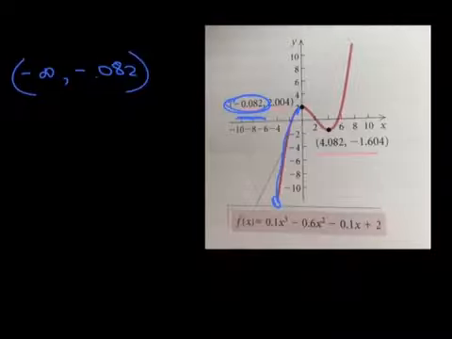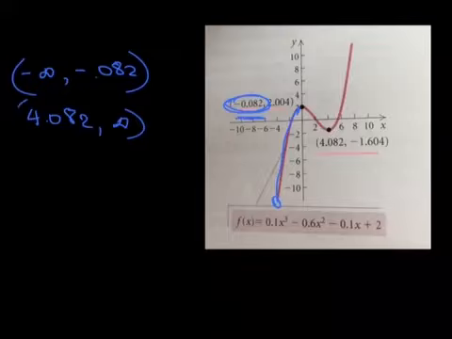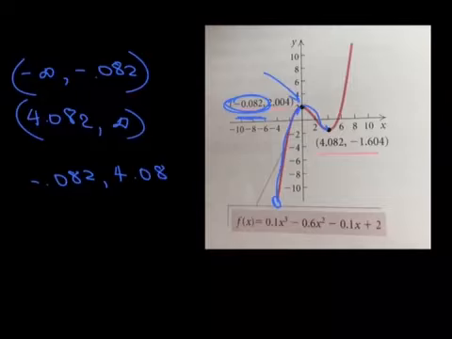All right, now if we're going on, where else is it increasing, we would say it's also increasing from 4.082 to positive infinity. Okay, and it's decreasing from here, negative 0.082 to 4.082. And again, open or curvy circle or parenthesis instead of a brace.